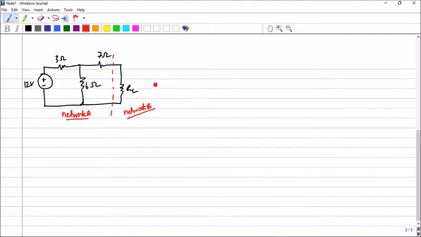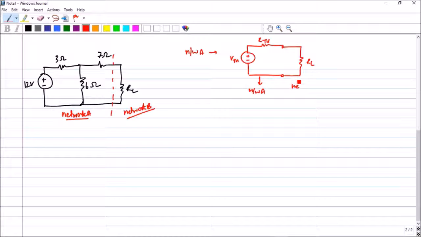So what does Thevenin's theorem tell us? Network A can be converted into a series voltage and a series resistance. So this will become our network A, its electrical equivalent, and this is my network B, RL, which is untouched.